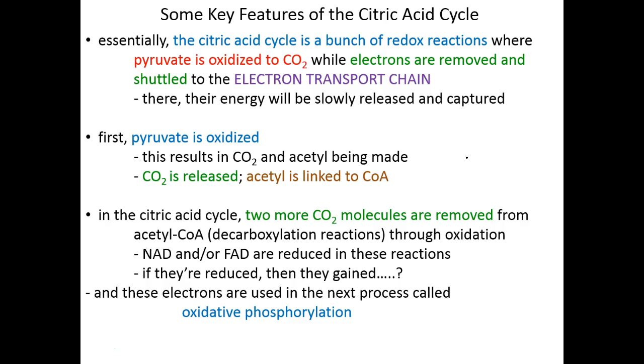Those electrons, once carried to the electron transport chain, are going to have their energy used for a process called oxidative phosphorylation, and that's where we make ATP. That phosphorylation in that phrase refers to phosphorylating ADP into ATP.